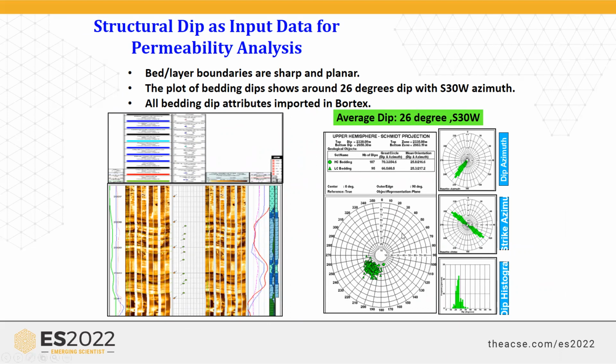And also, if you see this unit here, the bedding dips are mostly concentrated toward the southwest, and the dip average is 26 degrees toward south 30 west. So we use all this dipping data to import into the Vortex module.